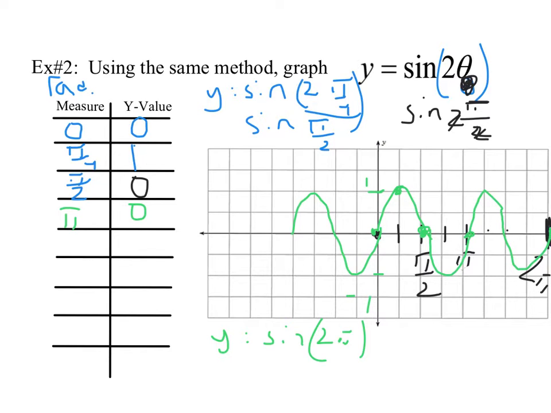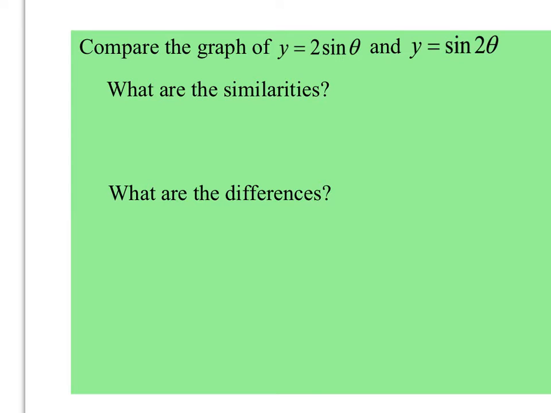So basically you're comparing this graph. I'd like you to write a sentence in your notebook about the difference and the similarities between y equals 2 sine theta and y equals sine of 2 theta. Try to use some good words with period, amplitude, things like that. I suggest you pause the video, write this down in your notebook, and then continue on. We will go through the answers to these questions in class.